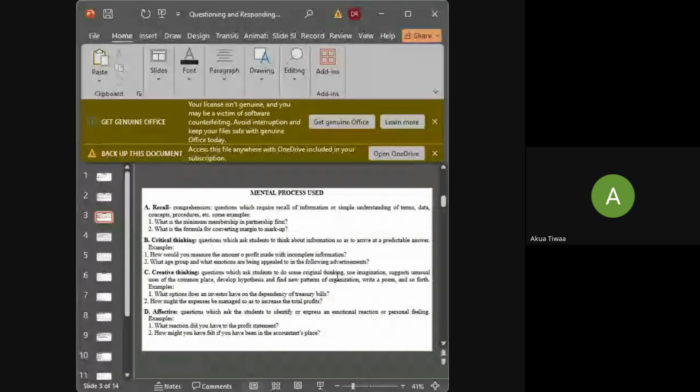And then we have creative thinking. These are questions which ask students to do some original thinking, use imagination, suggest unusual uses of the commonplace, develop hypotheses, and find new patterns of organization, write a poem, and so on and so forth. So this is creative. We are just being creative.